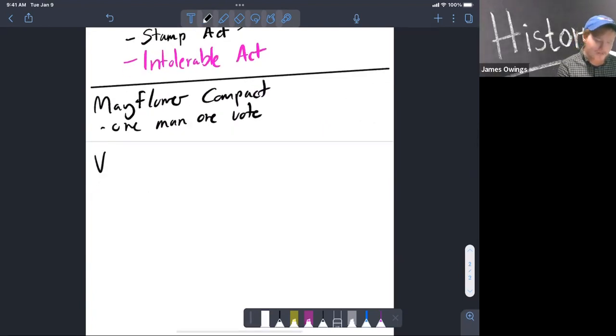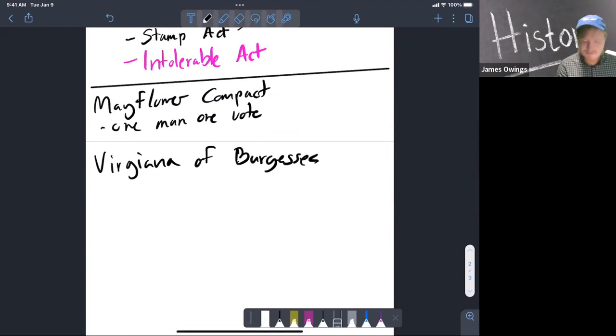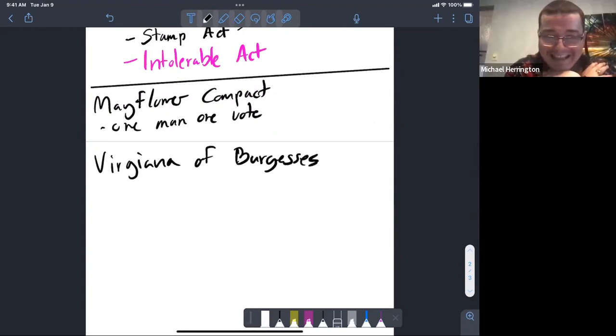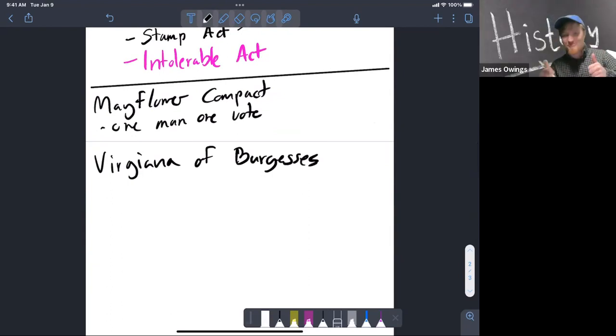Another one we gotta know is the Virginia House of Burgesses. I can spell this right. I have no idea how to spell Burgesses. I think that's right. That looks right. Looks good enough to me. If it looks good enough to you, we'll take it.